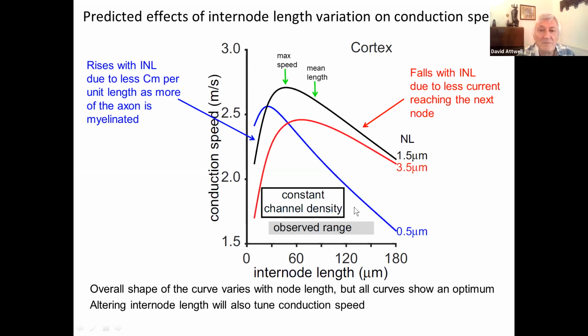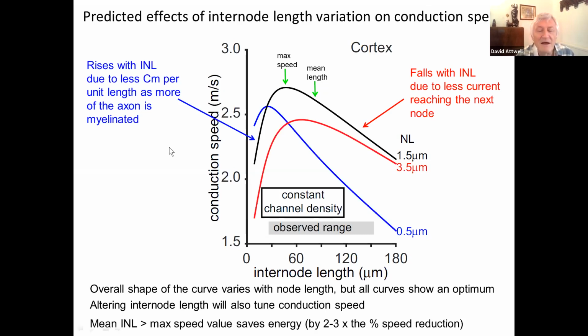And it's interesting that typically you find the mean internode length is longer than the internode length that will give you the maximum speed. And we believe this is an energetic constraint. It turns out this saves energy. If you quantify this as the amount of sodium which comes into the axon on each action potential, you find that for each 1% that you increase the internode length beyond this value which would give you the maximum speed, you reduce energy consumption by 2 or 3%.